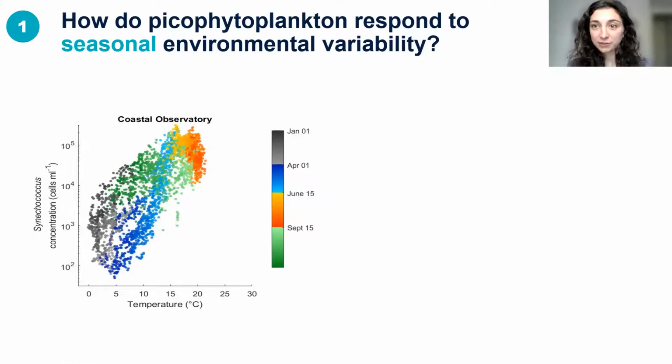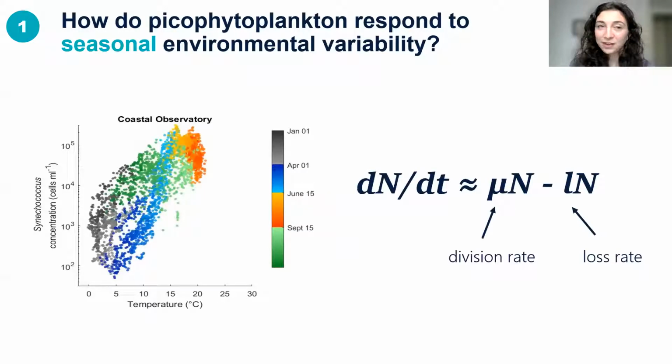So this is a really nice, clean result, but it doesn't provide us with any mechanistic information about why there are changes in population size. And it would be nice to have that mechanistic information because that'll be more useful for making predictions. So in particular, changes in population size are always going to be the result of both cells being added to the population and removed. So in this case, reproduction through division and loss from mortality. And these processes are going to be happening in a much shorter time scale than the seasonal cycle.